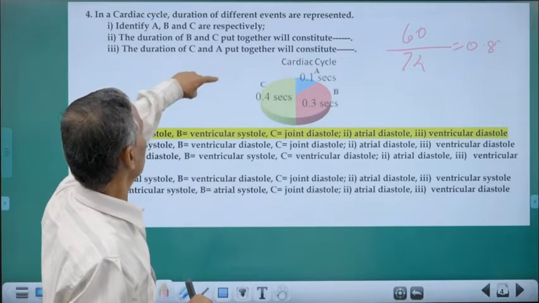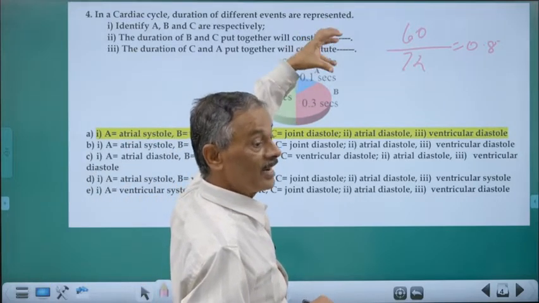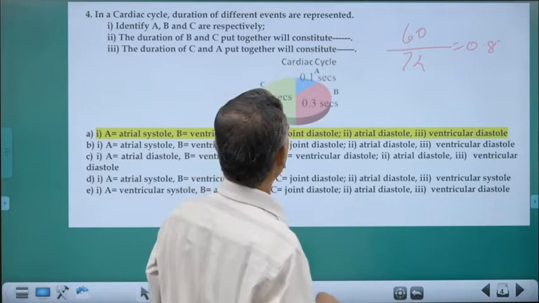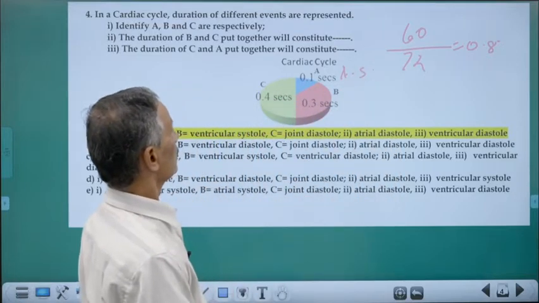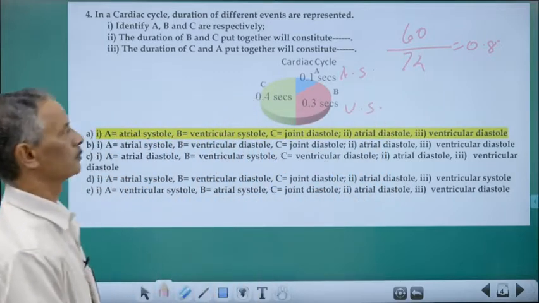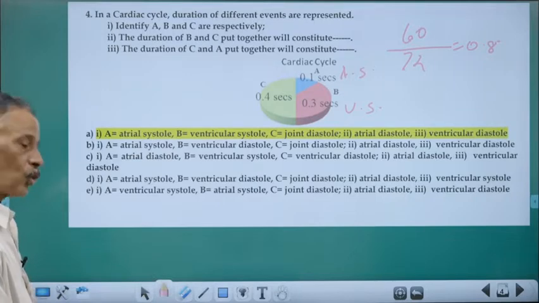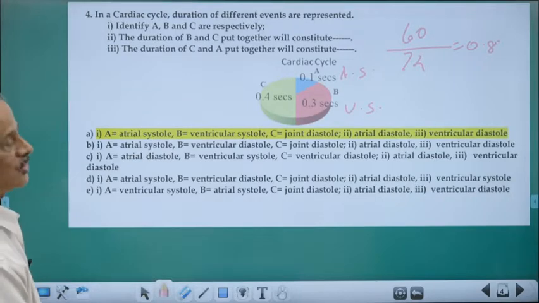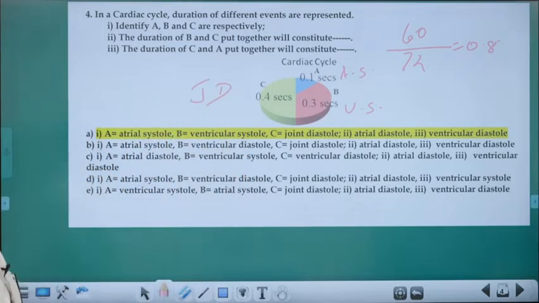And identify A, B, C respectively. 0.1 second is for the atrial systole. So, A is atrial systole. B, 0.3 seconds, ventricular systole. And what is C? During which both atrium and ventricle together are in resting state, diastole. That's called joint diastole. Okay. So, we have identified them.